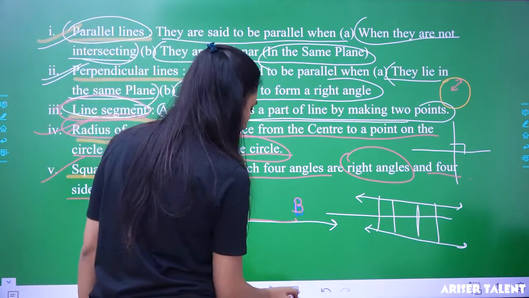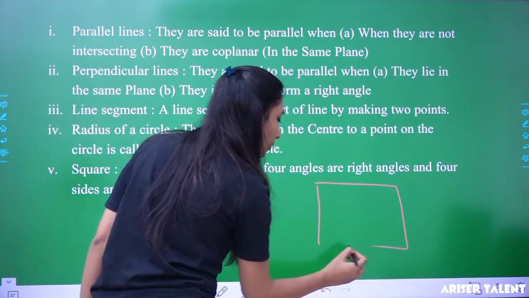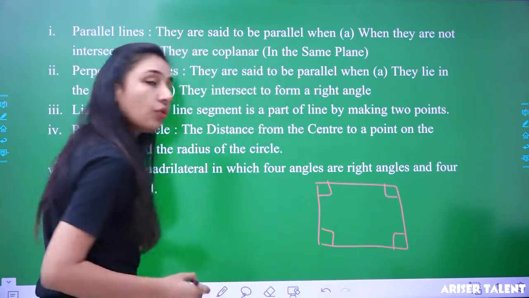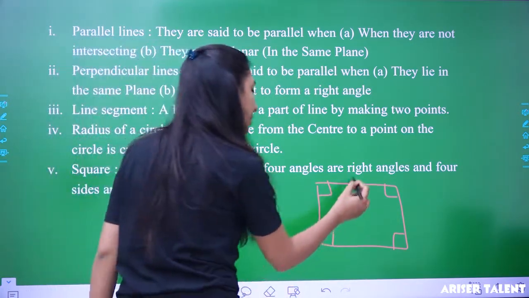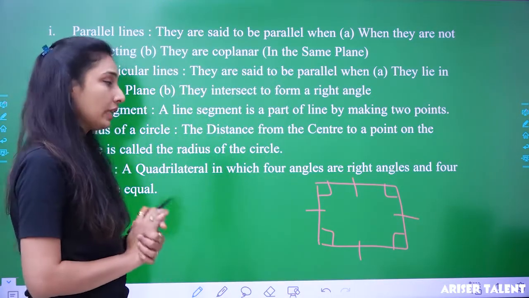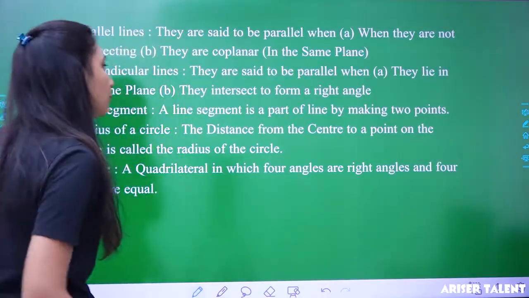So if I have this quadrilateral here, first, the 4 angles will be right angles. The second thing is all sides will be equal to one another. Is it clear to you, students? Okay, let's move on.